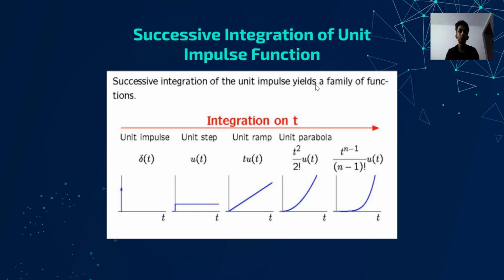Now, let's do a successive integration of the unit impulse function. When we do successive integration of the unit impulse function, it actually yields a family of functions. First, you have the unit impulse, delta t. If you integrate it, you will get the unit step function, u of t. When you integrate the step function, you get the unit ramp function, t u of t. When you integrate this with respect to time, you get the unit parabola. And so on, you can keep on integrating.